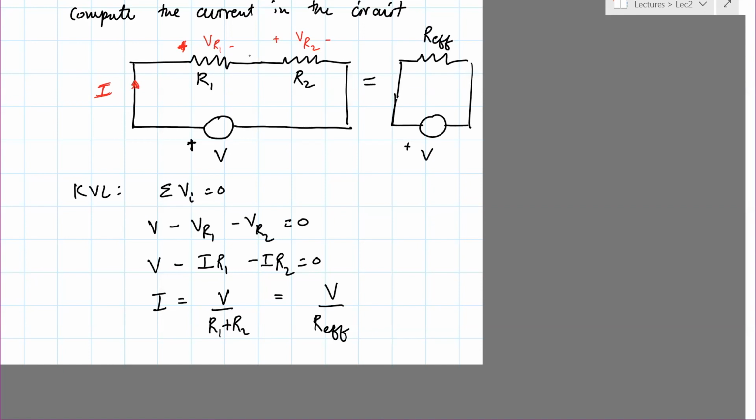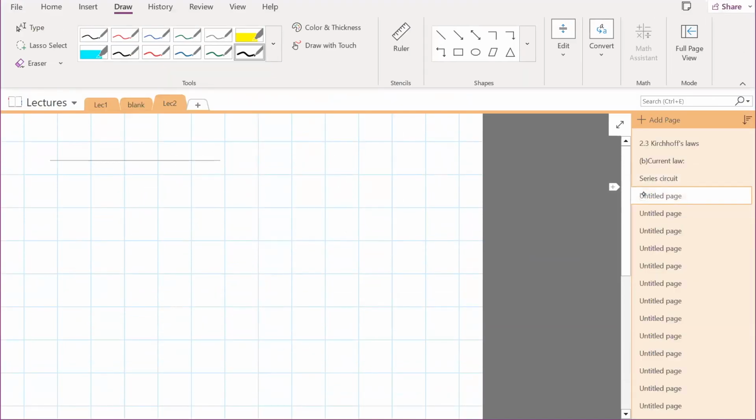And that R effective, you can see, is basically R1 plus R2. So it turns out that if you have a circuit in series like this one, two resistors connected in series, then the net resistance is the sum of the individual resistances. So you need to remember that, because when you analyze more complex circuits, you can break them down into series and parallel circuits, which you're going to do next. So R effective is R1 plus R2.